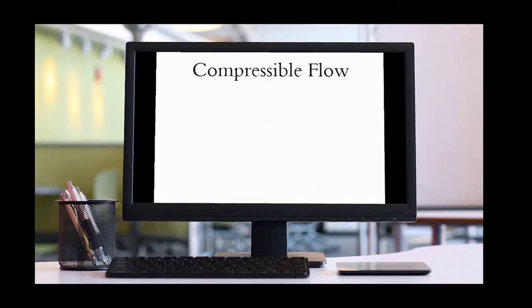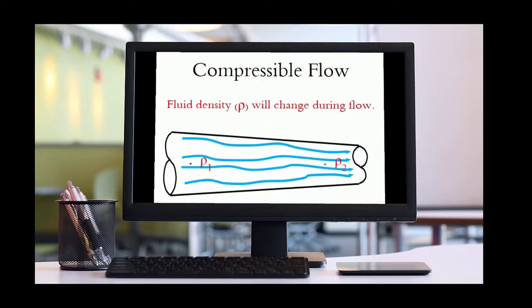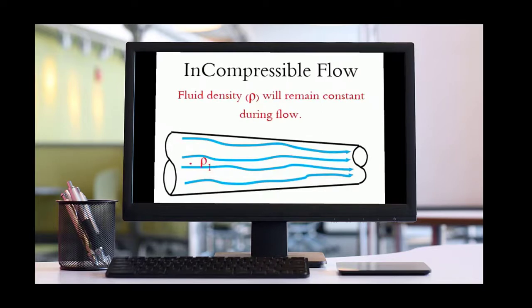The flow in which the density does not remain constant for the fluid flow is called compressible flow. For example, supersonic flow, flow of air in turbo machines and compressors, flow of gases through openings like nozzles. The flow in which the density is constant for the fluid flow is called incompressible flow. For example, flow of liquids, flow of gases in fans and blowers.